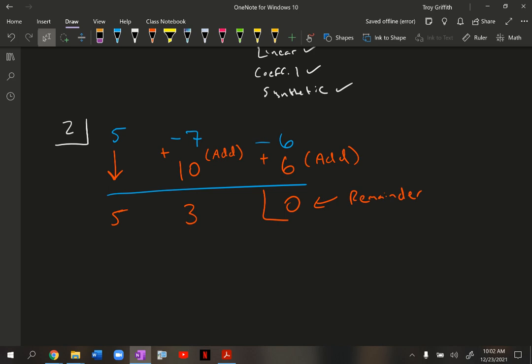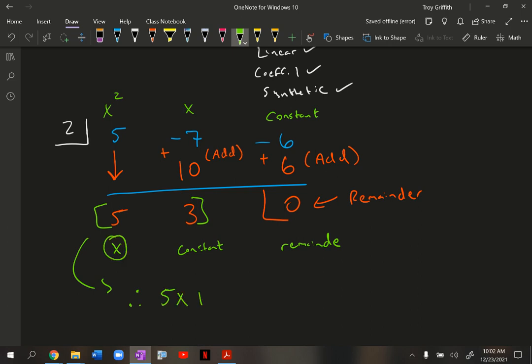Last but not least, how am I going to write my answer? So here's how it worked at the beginning. This was x cubed, this was x squared, this was x, and this was my constant. What you do for your answer is you drop everything in power by 1. So now this will be x, this will be my constant, and this thing here will be my remainder. So what this means is this answer translated would be 5x plus, and here's my constant here, 3.